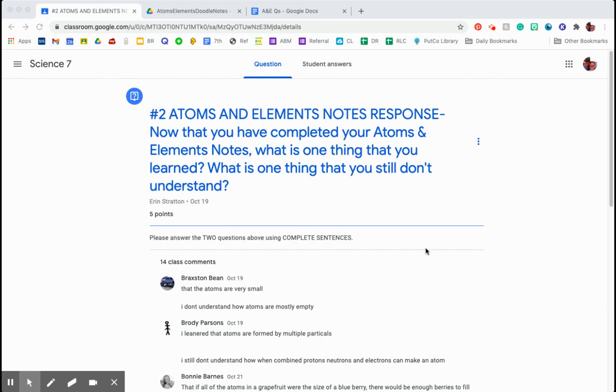I just want to go over the questions that you added on our number 2 assignment. But first, I want to talk a little bit about the assignment itself. Now, let's look at this. It asked you to write down one thing that you learned and one thing that you still don't understand. It also says to answer those in 2 complete sentences.